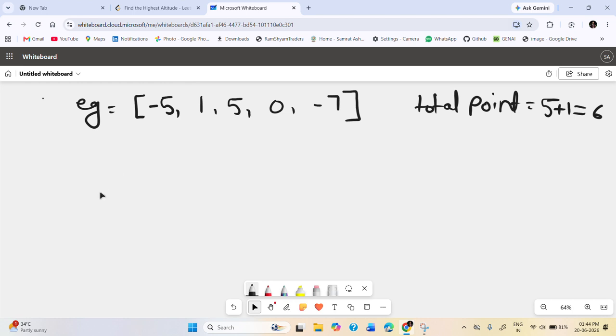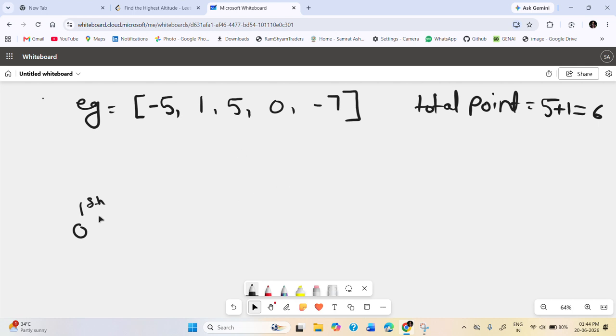Okay. So we have given the net gain array as minus 5, 1, 5, 0 and minus 7. And the size of this array is 5. So the total points will be 5 plus 1 equals 6. So suppose this is the first point, and we know that the altitude at the first point is 0. Okay. So what will be the altitude of the second point?